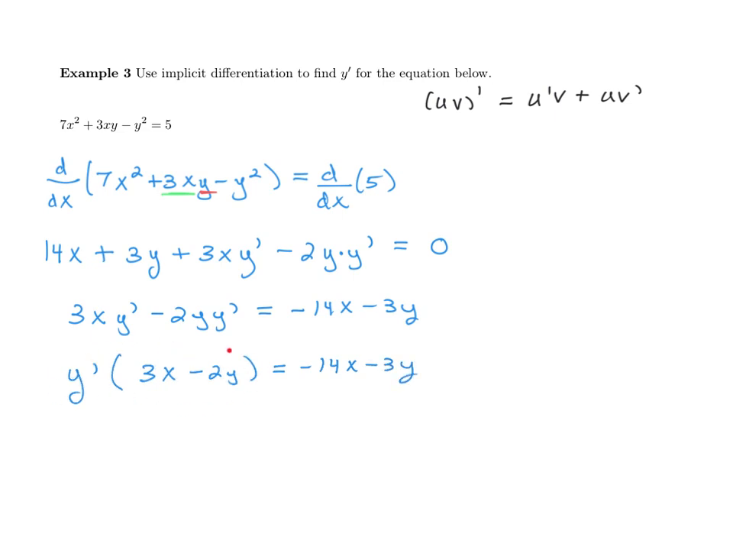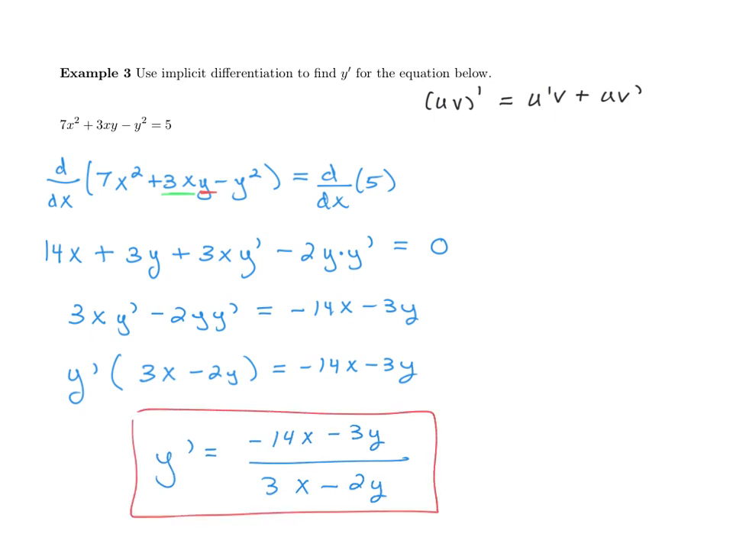And how does this help us solve for y prime? I can now divide this to the other side of the equation. And I have y prime is equal to negative 14x minus 3y, all divided by 3x minus 2y. And this thing here is the final answer. And I know this because, well, I have y prime by itself. Over here, I do have x's and y's, but there are no y primes.